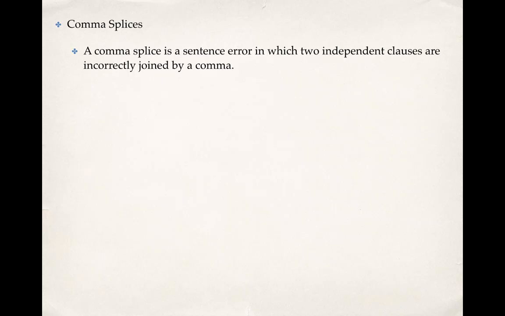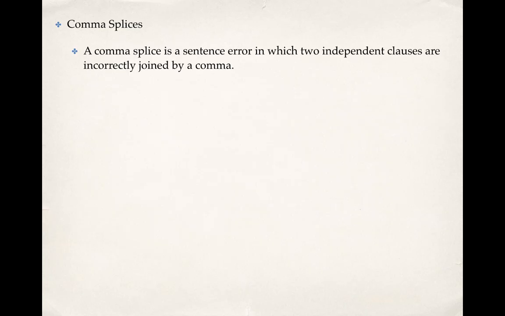Now, we talk about comma splices separately from commas just because this is such a big deal and it's such a common error that, in fact, it's probably one of the more common errors that I mark in sentences on student essays. So let's talk about what a comma splice is. A comma splice is a sentence error in which two independent clauses are incorrectly joined by a comma.